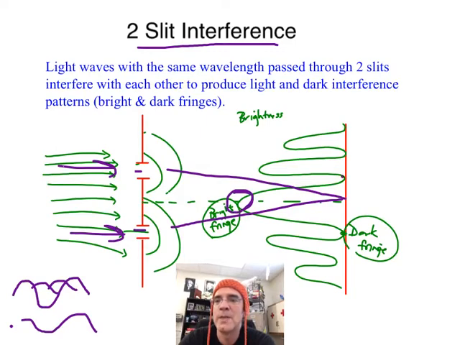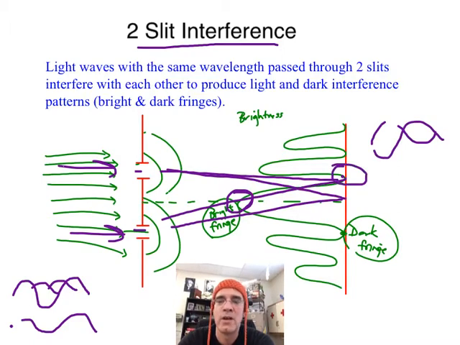But if I'm going up to this point right here, the one on the bottom has to travel farther than the one on the top, and so it gets out of phase. So when this one's going like that, that one's going this way. And so when we do a principle of superposition, we get nothing or a dark fringe.